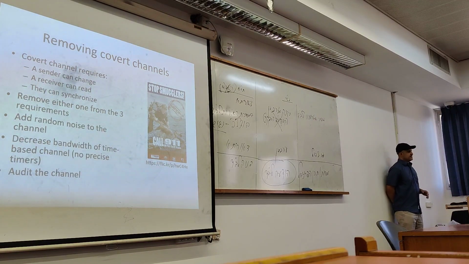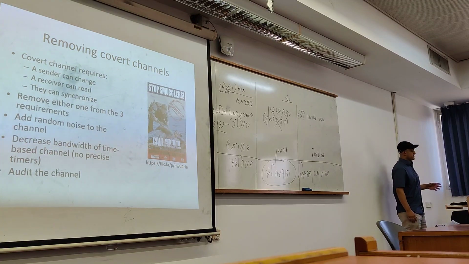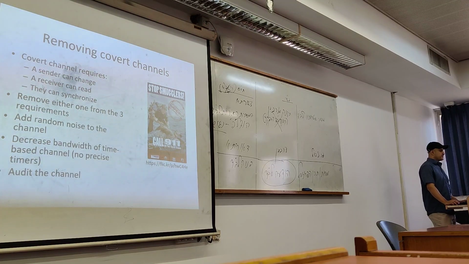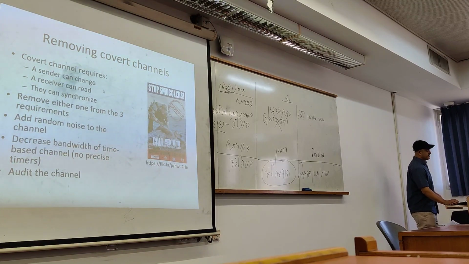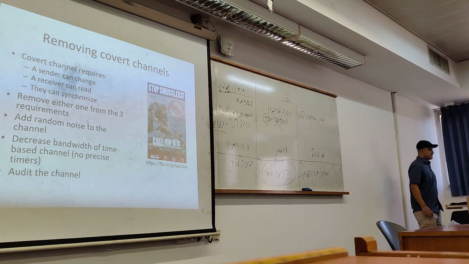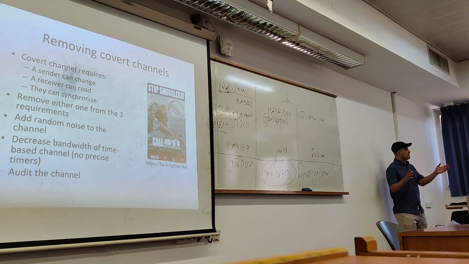So, removing covert channels, as we discussed earlier, I told you that we are going to need a few conditions. Actually, it's 3 conditions. The sender should be able to change things in the folder. The receiver should be able to read them, and they need to synchronize. So that's the 3 things. Remove one of them, and we solve the problem of covert channels.